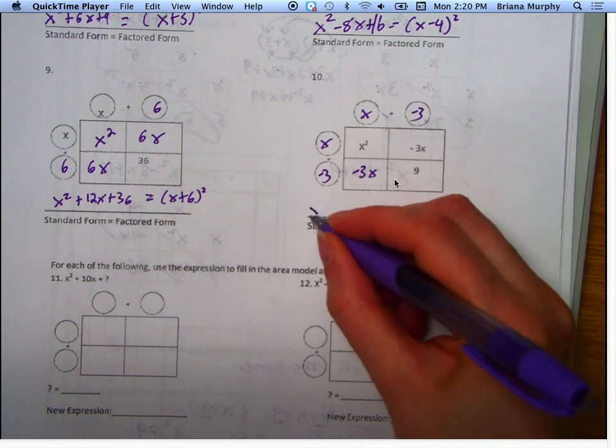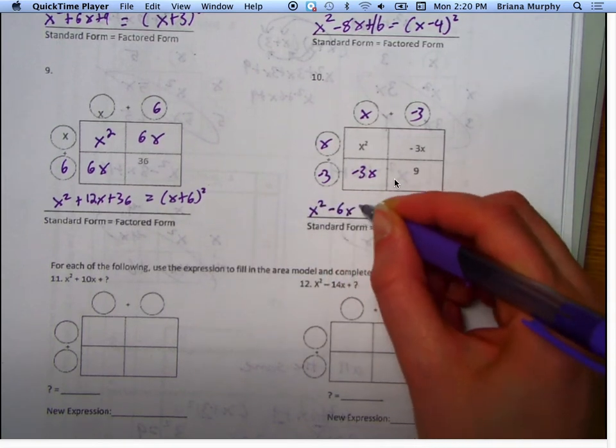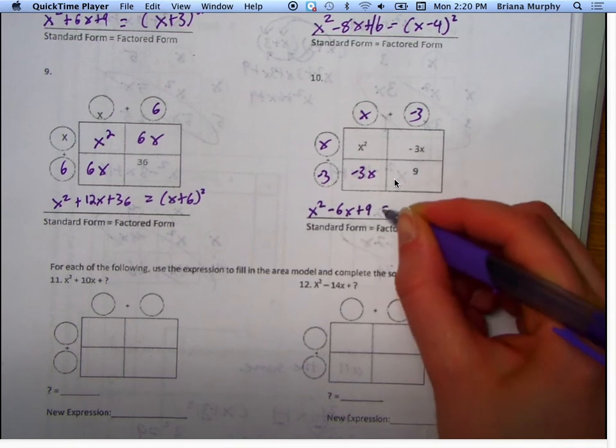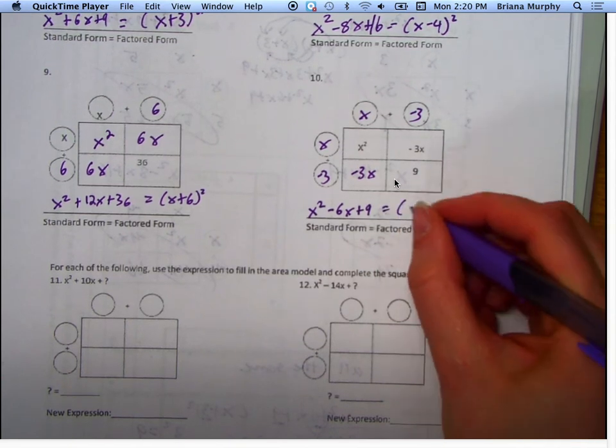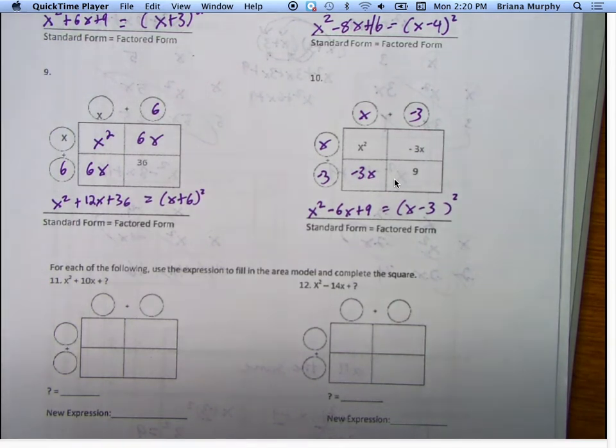x squared minus 6x plus 9 equals, what's my factored form? Yep. Okay, now we're going to get to the whole part of completing the square.